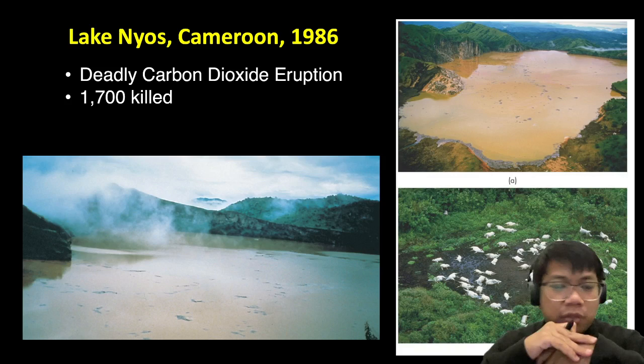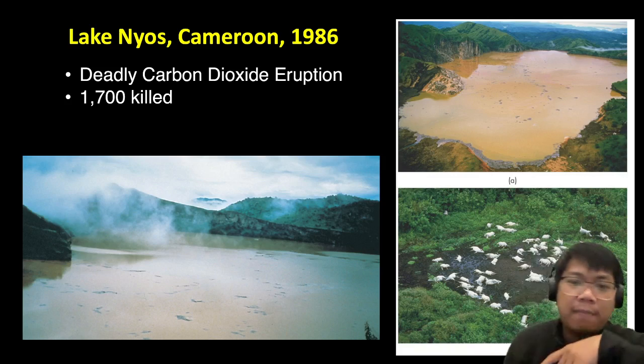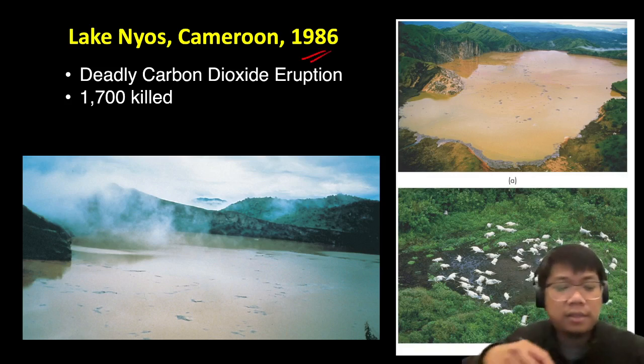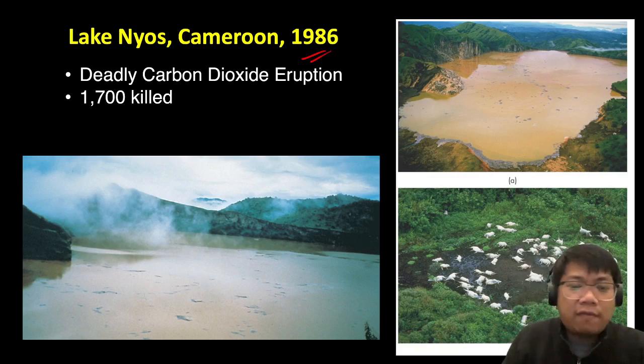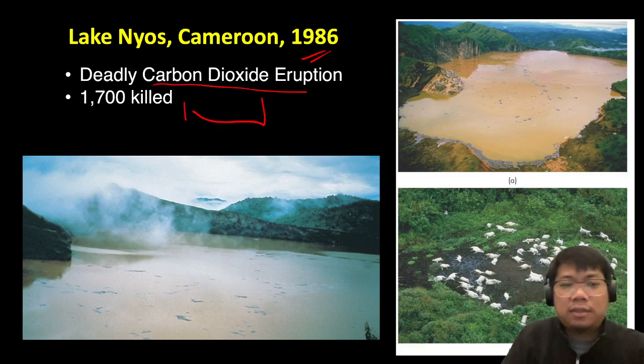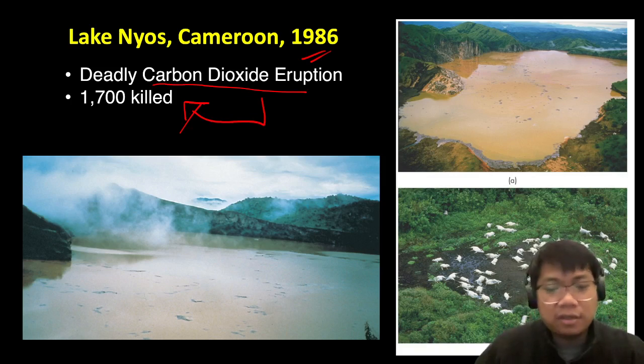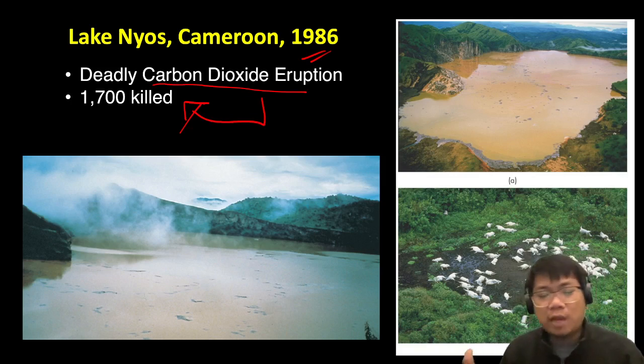Especially, I would like to highlight a major incident that happened in 1986 in Lake Nyos in Cameroon, where they have volcanic activity on the surface, and it produced a deadly carbon dioxide eruption that killed almost around 1700 people. It almost wiped out the entire village. That's what I heard. It was a very sad story, but this is something that we have to understand, that it could be associated with volcanoes.